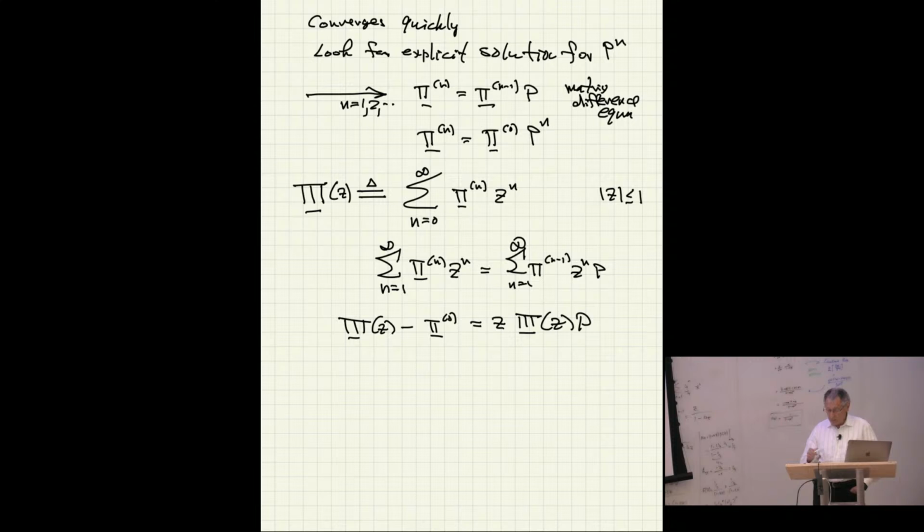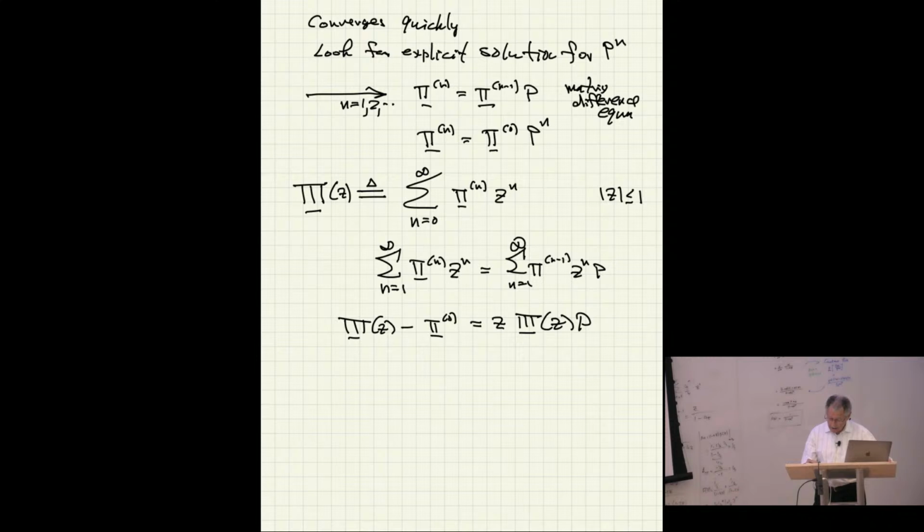Find a simple expression from that for the z transform. Let me do a little bit of algebra, okay? But I need matrix algebra, not ordinary algebra. So I need to define, basically, a matrix inverse.